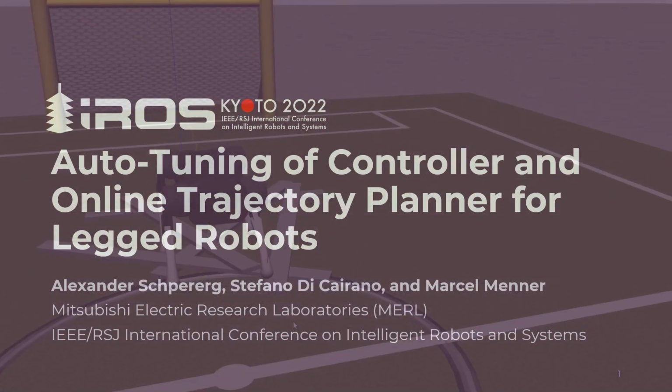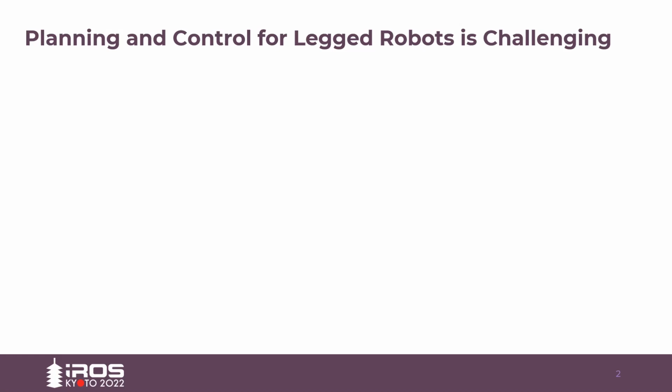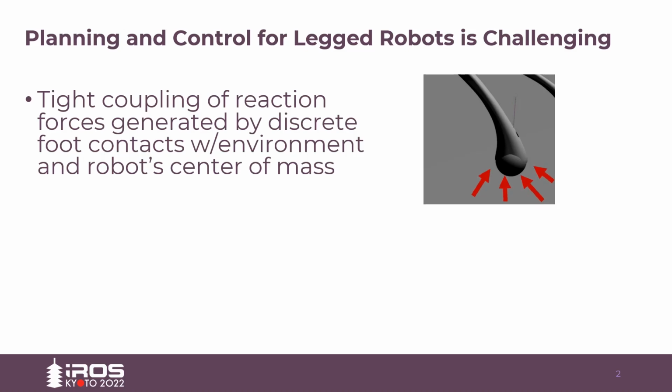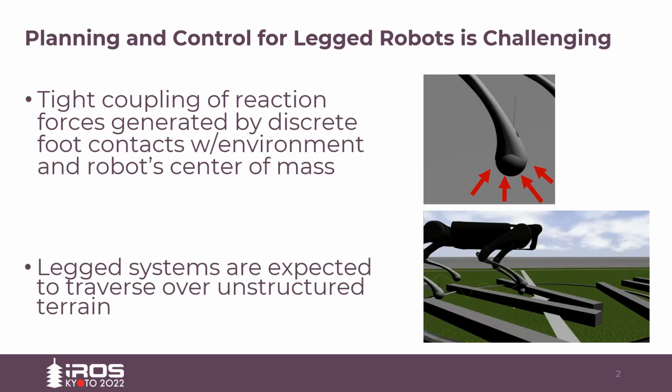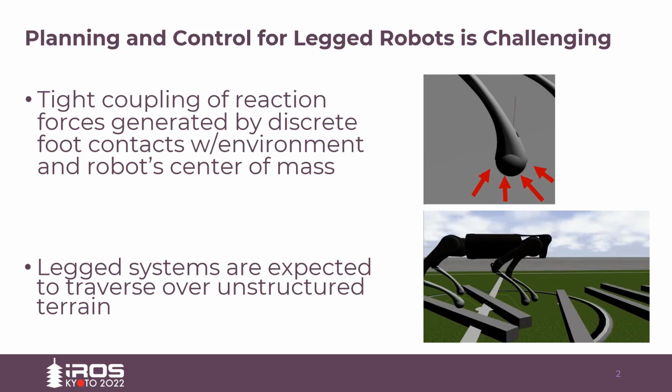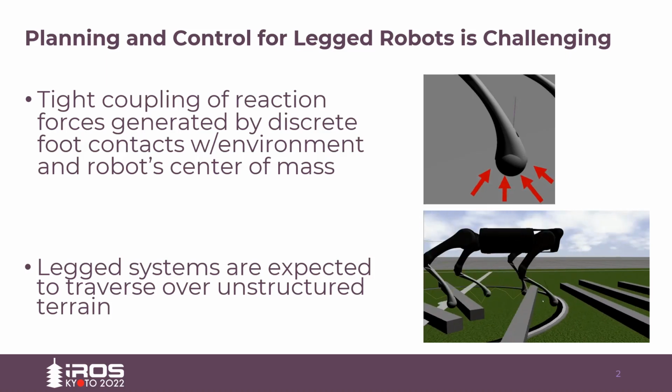Planning and control for legged robots is challenging as there's a tight coupling of reaction forces generated by discrete foot contacts with the environment and the robot's center of mass. And for legged robots to be useful, we also expect them to traverse over unstructured terrain robustly.